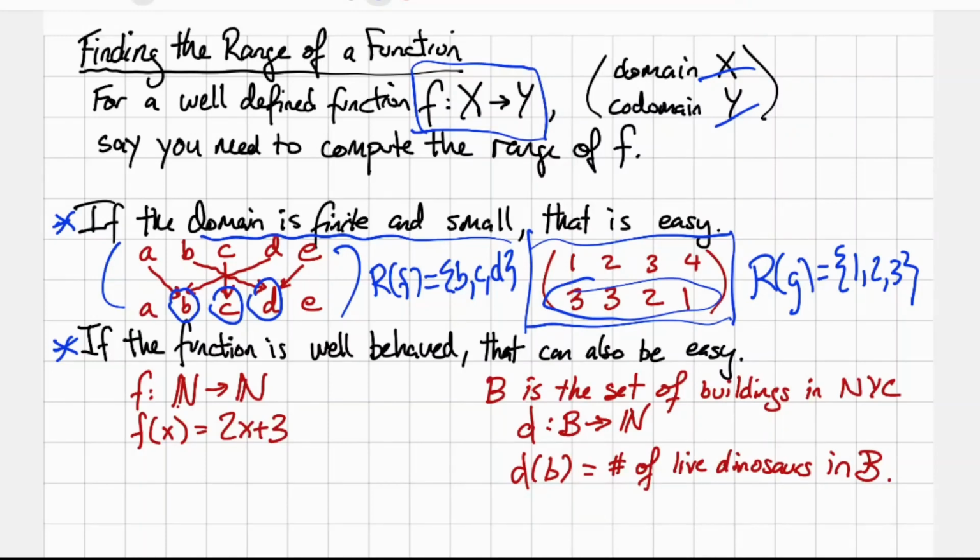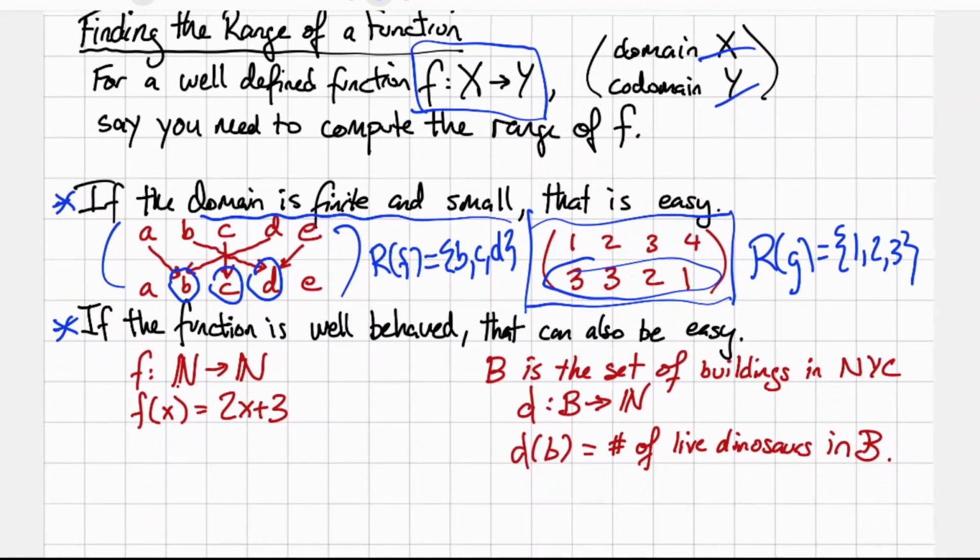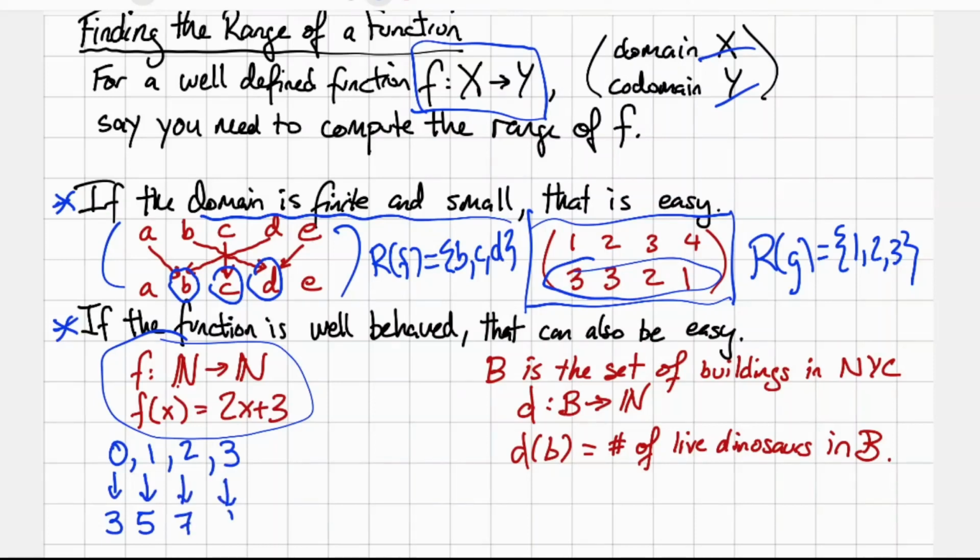Another example, when it is not too complicated to find the range of a function, is if the function is extremely well behaved. So let's look at this function. The function from the natural numbers to the natural numbers, where f of x is equal to 2x plus 3. We'll start plugging in the values. F of 0 is equal to 3. F of 1 is equal to 5. F of 2 is equal to 7. F of 3 is equal to 9.